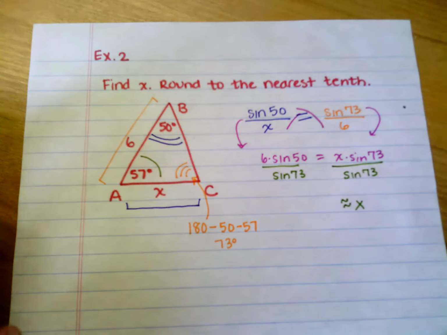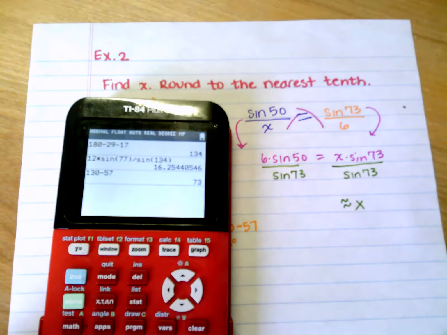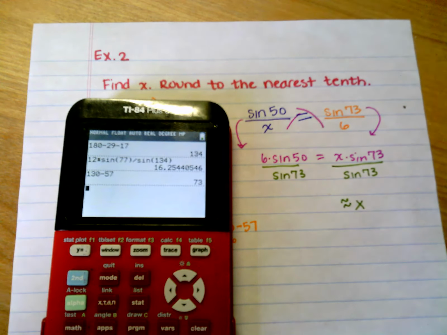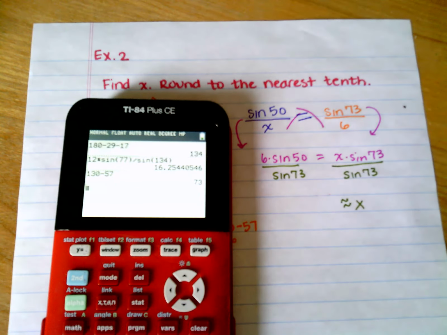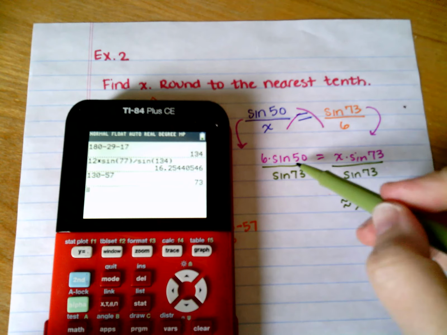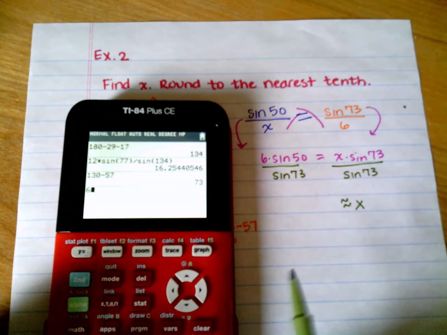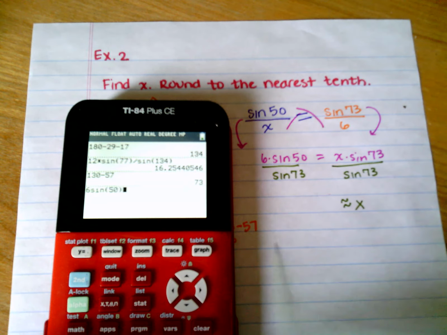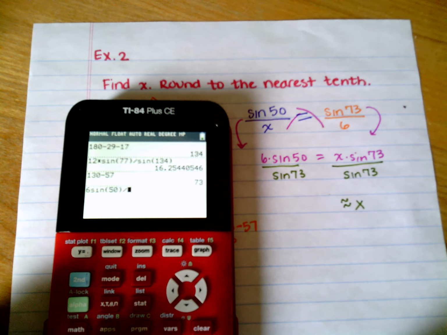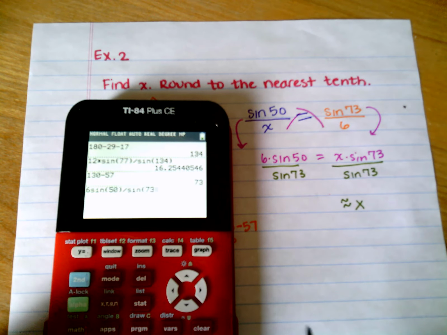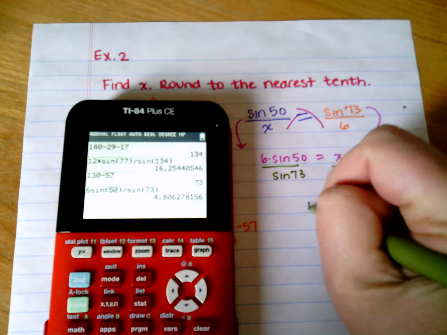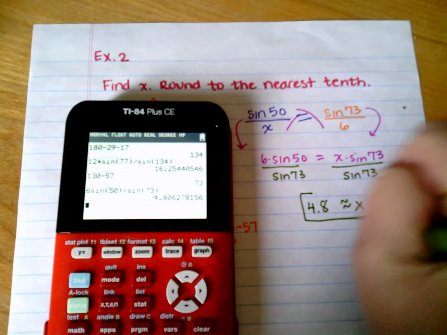And again, I'm just going to grab my calculator, pull it in here. Hopefully you can see the screen okay. I'm going to actually turn this light off up here and see if that helps or hurts. Maybe it's a little better. You guys will have to let me know. So I'm going to type this in right here. 6 sine 50, close those parentheses, divided by the sine of 73. And I get about 4.8.